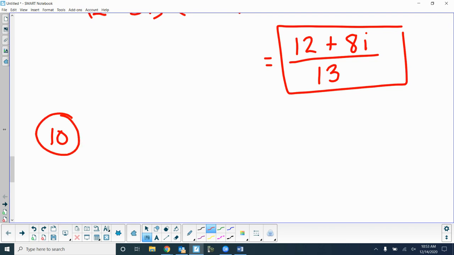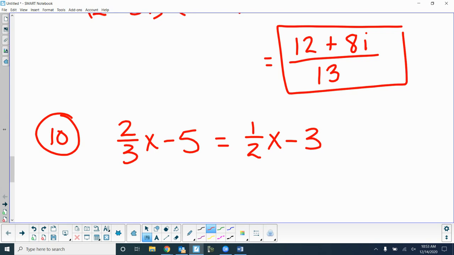Number 10 is an equation with fractions in them. And the way we solve these, you can solve them normally. Just take the 1/2 x over to the 2/3 x if you want. But you guys don't really like working with fractions. So what I showed you to do was find the common denominator and multiply everything by that common denominator, and that will eliminate your fractions, and then do the problem. Okay, so what is the common denominator?